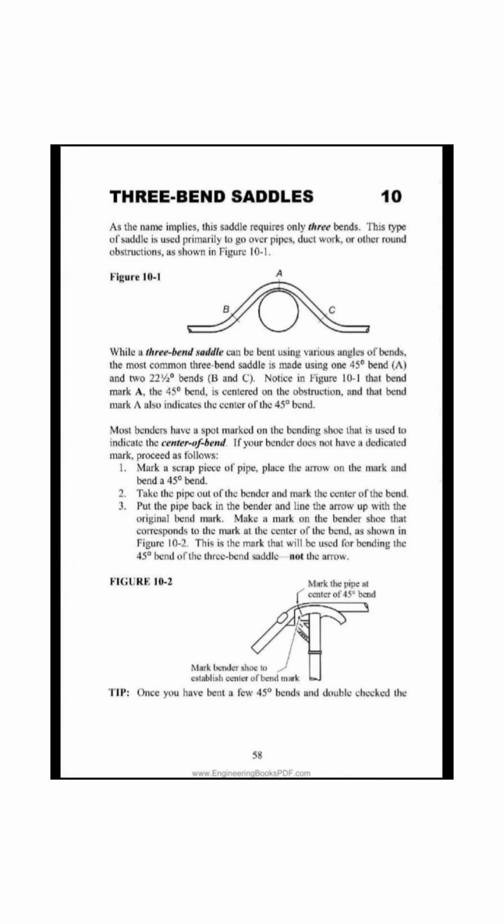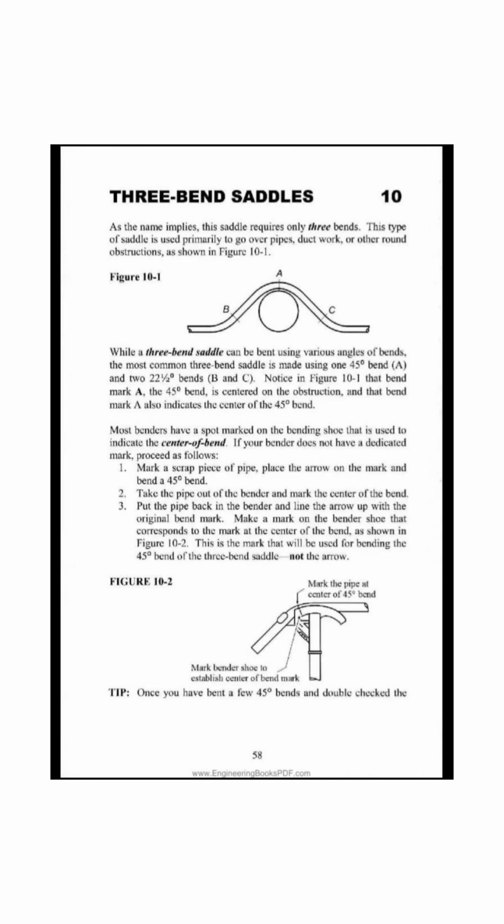3-bend saddles 10. As the name implies, this saddle requires only 3 bends. This type of saddle is used primarily to go over pipes, ductwork, or other round obstructions, as shown in figure 10-1. While a 3-bend saddle can be bent using various angles of bends, the most common 3-bend saddle is made using one 45 degrees bend, A, and two 22.5 degrees bends, B and C.